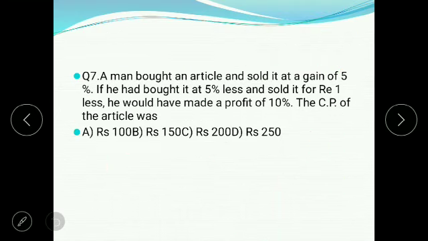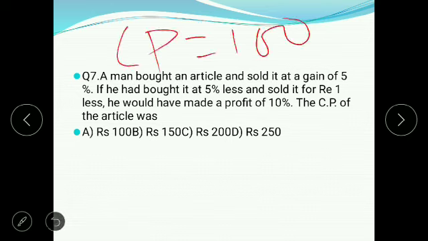Now this math problem says that a man bought an article and sold it at a gain of 5%. If he had bought it for 5% less and sold it for rupees 1 less, he would have gained a profit of 10%. What will be the CP? Now in this type of math, just take CP as 100 again. Now if CP is 100 and the gain percentage is 5, then 105 will be our selling price.